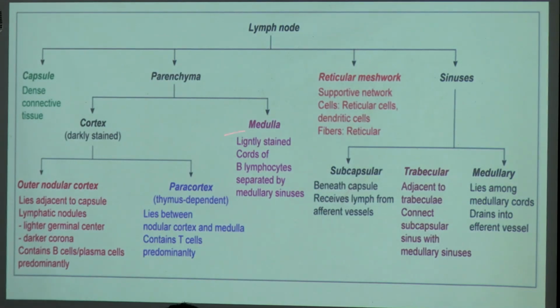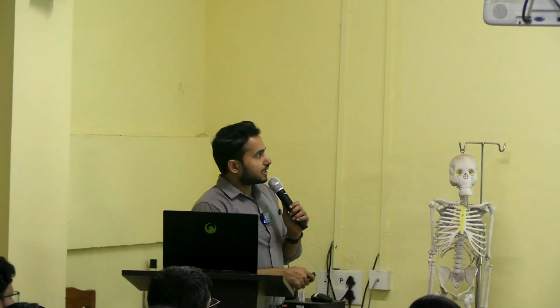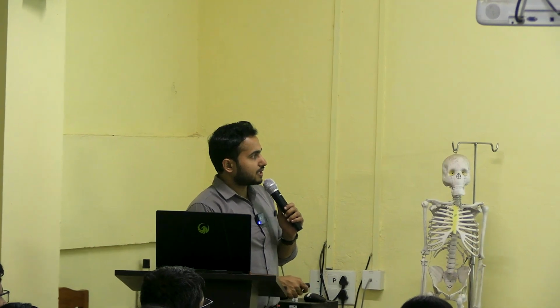देखो, same thing is repeated. So first we are getting the capsule, which is made up of dense connective tissue. Okay, from here trabeculae will be there, which will go deep into the gland. Now next, in the parenchyma two parts are there, cortex and medulla.